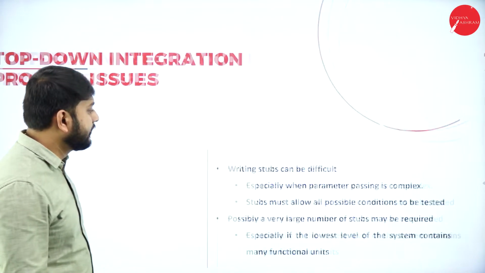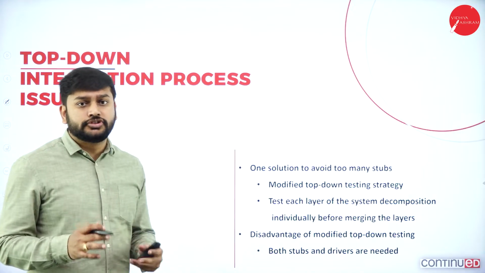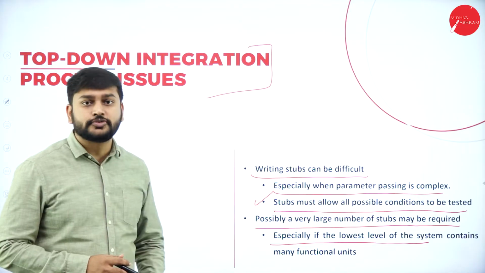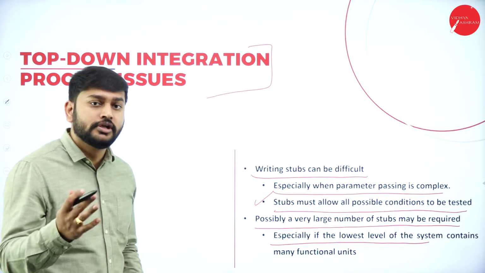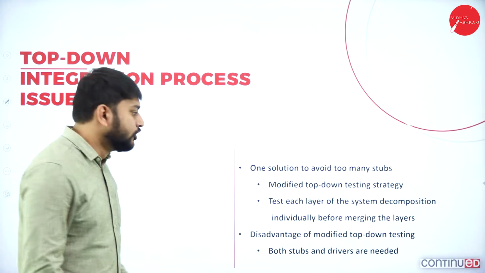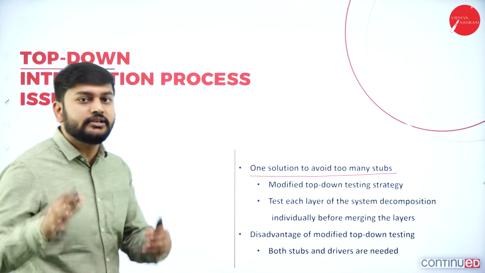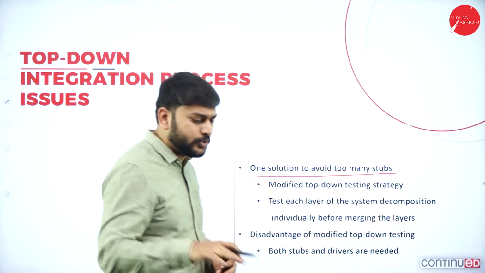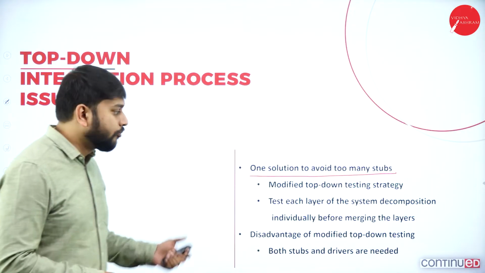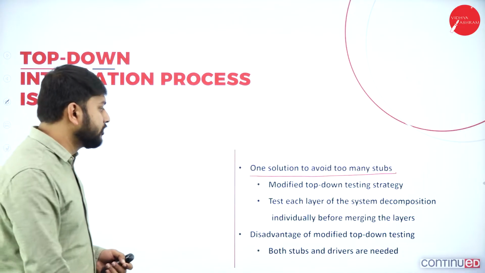So guys, till here you understood the different issues that we have with respect to top-down integration. The same issues continue here. So what are the next issues that we have? One solution to avoid many stubs. I was discussing that we need stubs, and having the stubs is very difficult and we need more stubs, as we discussed in the previous slide. But now, one solution to avoid too many stubs. Let's check that. What is that?